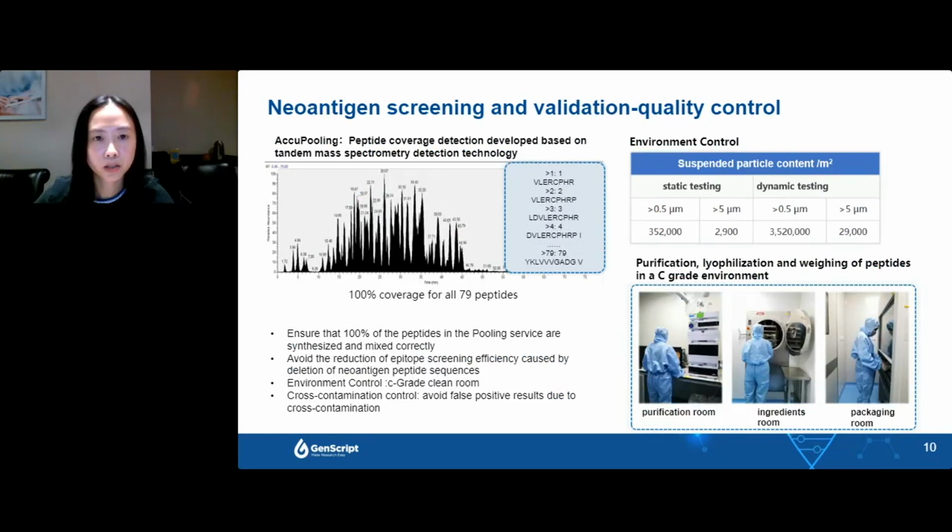We also care about the quality control because, you know, the peptide libraries usually have several peptides together. And if you lose one, it will make your experiment fail, right? So we are caring about the quality. We're trying to ensure that 100% of the peptides in the pooling services are synthesized and mixed correctly. And we provide environment control like this C-grade clean room. And also we're controlling the cross-contamination to avoid false positive results due to cross-contamination.